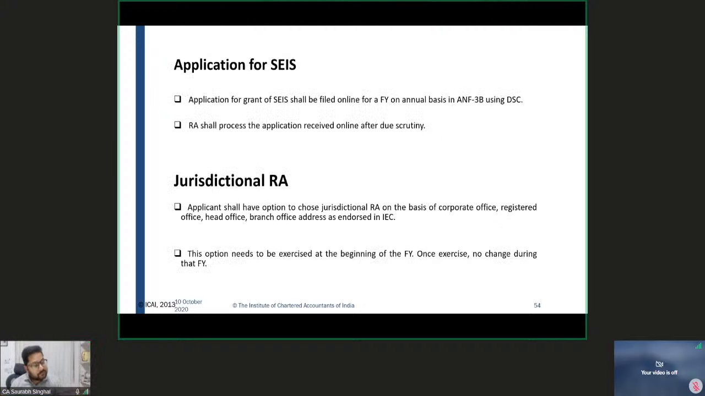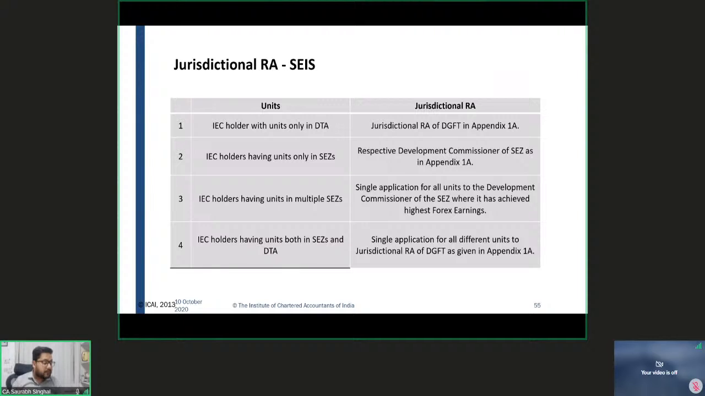How do you apply? Same thing. You have to apply to the jurisdictional RA. By what time do you have to apply? You have to apply online within 12 months of the end of the financial year in which services are provided. In MEIS, it was 12 months of the let export order date. In SEIS, it is 12 months of the end of the financial year. Again, same RA selection. If you are a DTA unit, an SEZ unit, or a DTA and SEZ unit, same kind of selection of RA.